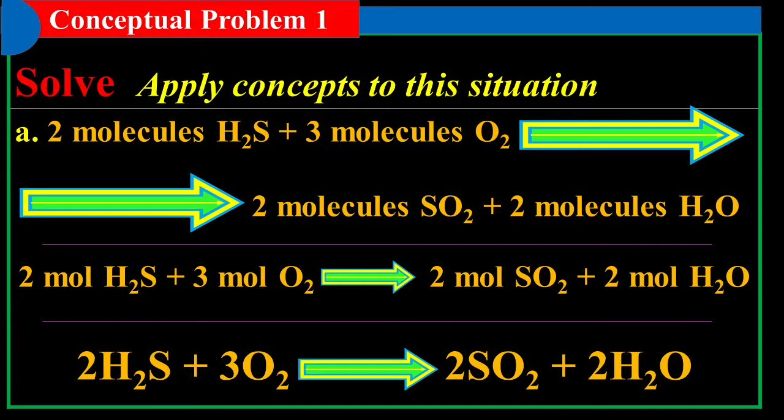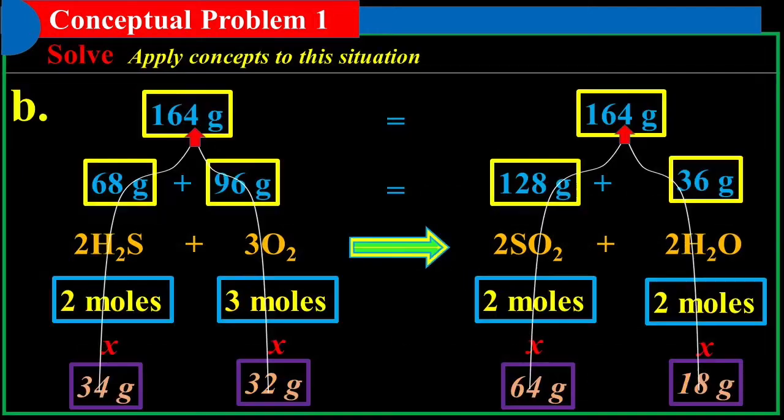You want to solve. So, two molecules of H2S plus three molecules of O2 yield two molecules of SO2 plus two molecules of H2O, and then we come down and we see the balanced formula equation. It's at lowest terms, 2 to 3 to 2 to 2. That is lowest terms. If the oxygen was a 2, then it could be 1 to 1 to 1 to 1, but it's all 2 to 3 to 2 to 2.